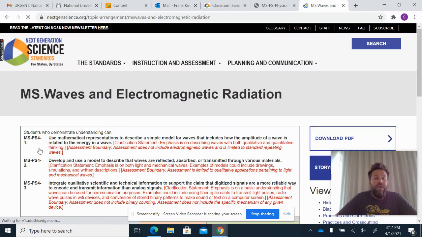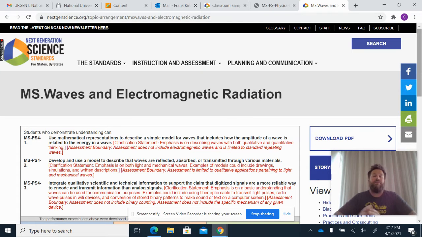Here in the middle school, waves and electromagnetic, I understand they're not talking about ocean waves, but in teaching this lesson and teaching to this standard here, use mathematical representations to describe a simple model for a wave. An ocean wave really is just a visible wave. It has all of the same characteristics of what we're talking about, electromagnetic waves, the ones that you can't see.